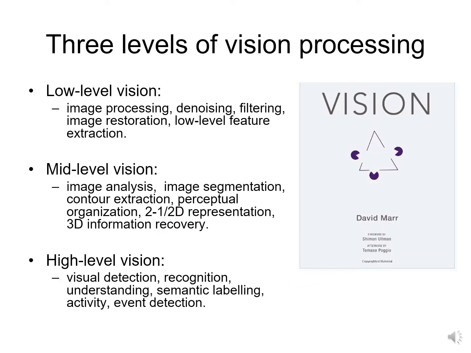And again, we're showing this picture pretty much every time: if you have to structure this kind of technology in computer vision, we usually structure it as high-level vision. That means visual detection, recognition, understanding. We will also quickly introduce some other concepts later, including semantic labeling, activity detection, event detection, etc.